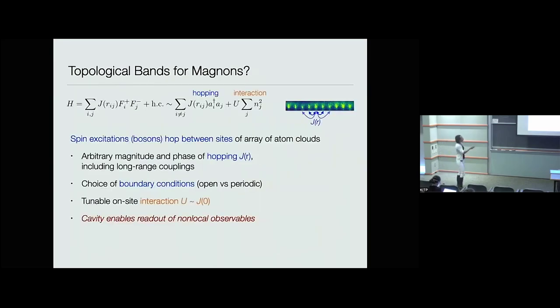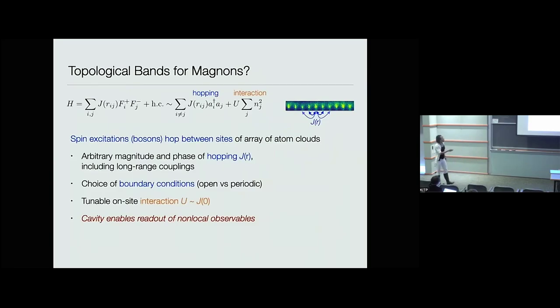And the basic mapping I have in mind that I think is useful for thinking about this full system is I have these collective spins, and I have spin exchange interactions where spin excitations can hop between sites, which are these atom clouds. I can roughly map that to a picture that looks like a Hubbard model. I have some particles that can hop between these sites. Those are the spin excitations. And I also have some interaction between the particles on a given site.